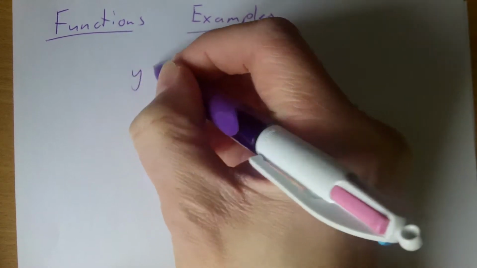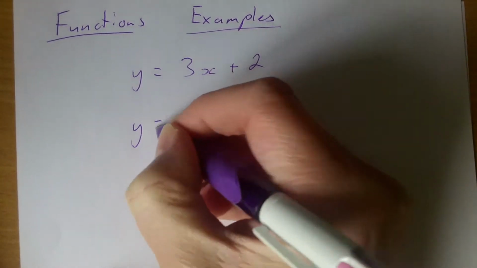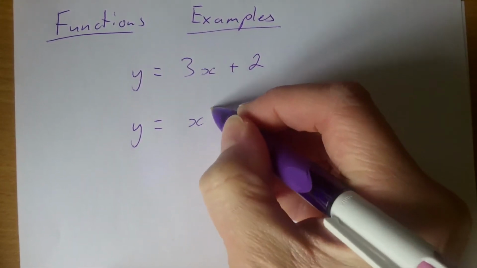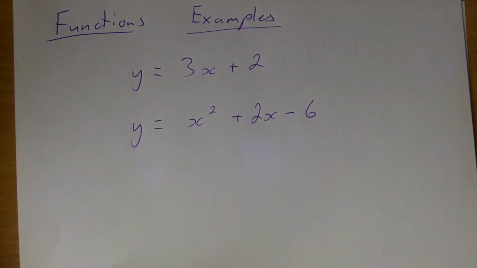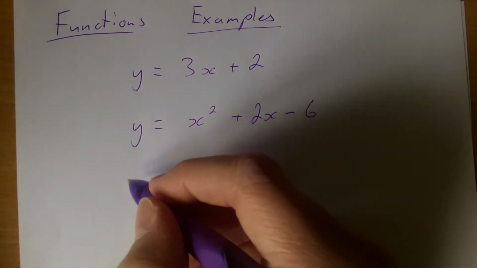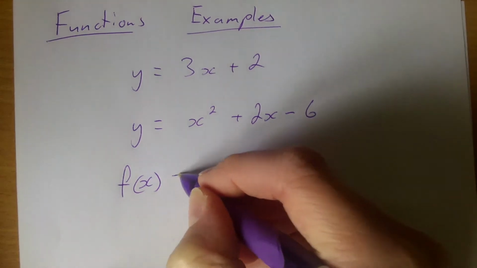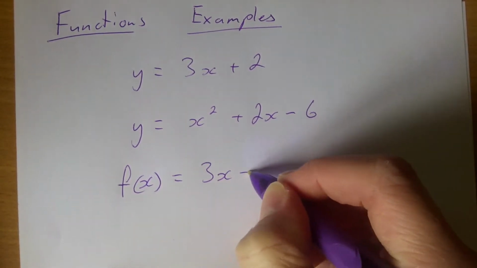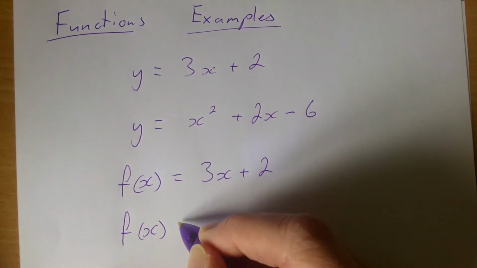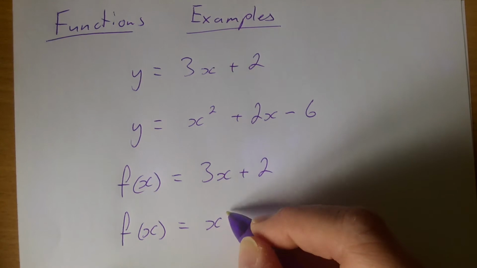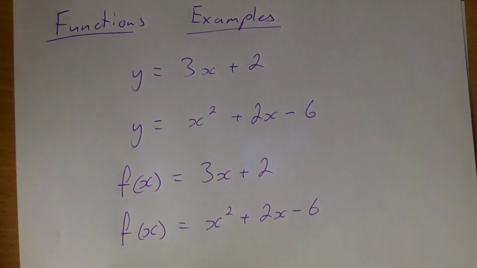So often we see functions written as y equals, so things like a straight line graph or something like a quadratic. But often functions are written in function notation, which is written like this. It reads f of x equals, so I'll give the same first one, 3x plus 2, or you could say f of x equals x squared plus 2x minus 6. So these are two completely different functions.